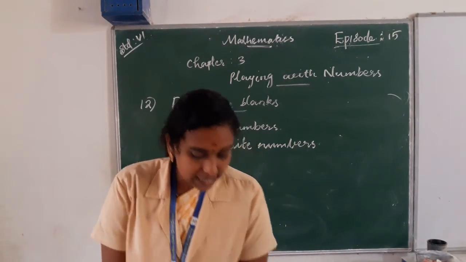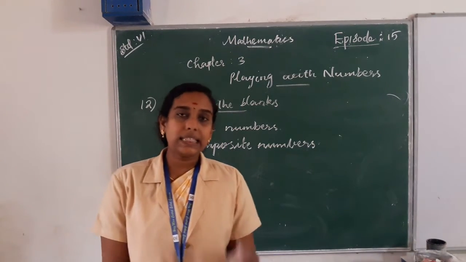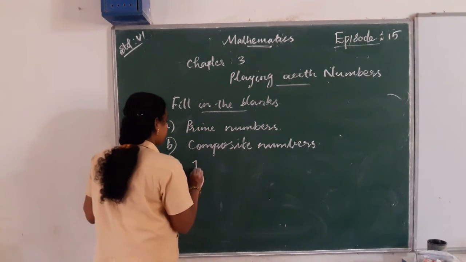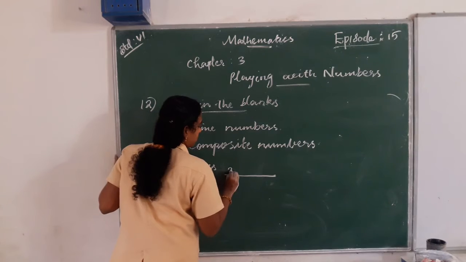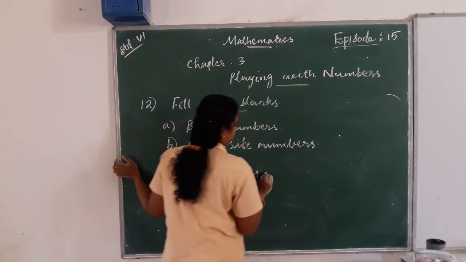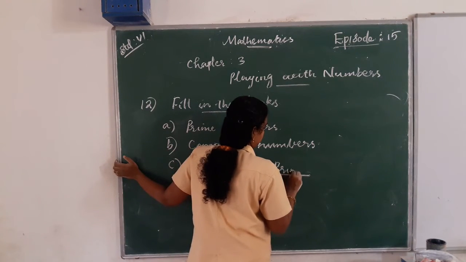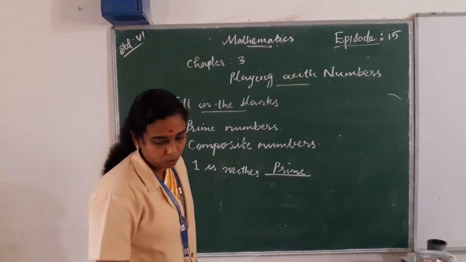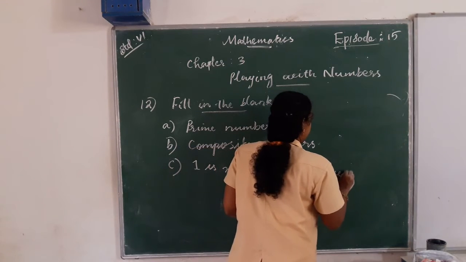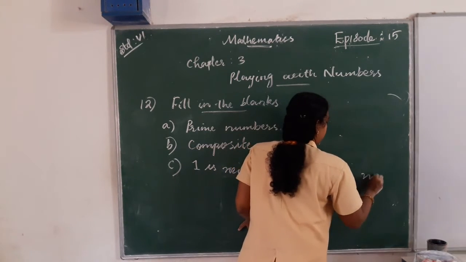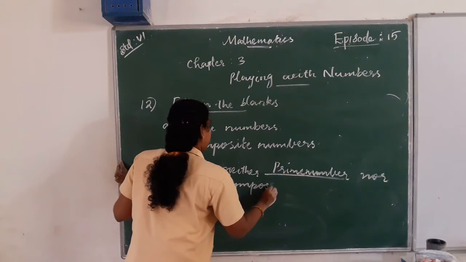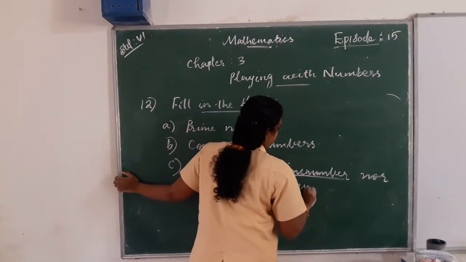Question C. One is neither dash nor dash. One is neither a prime number nor a composite number.